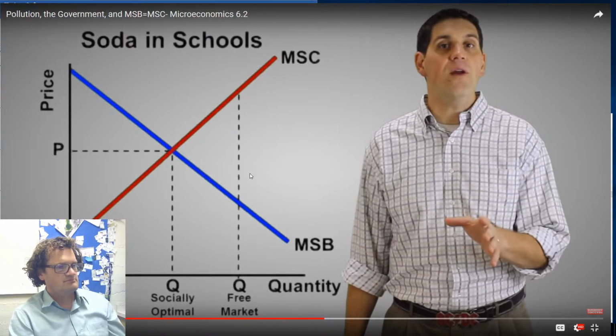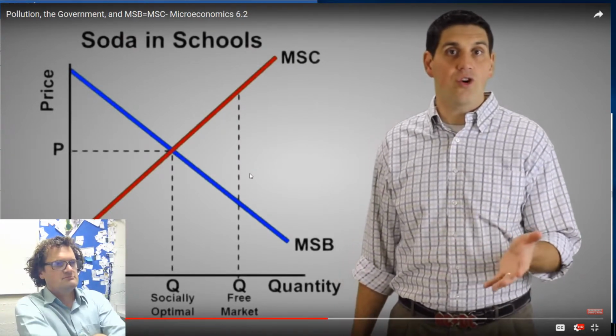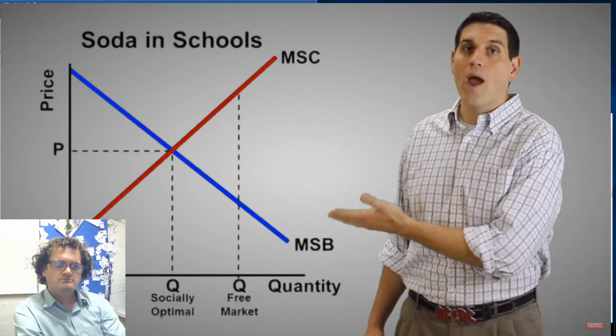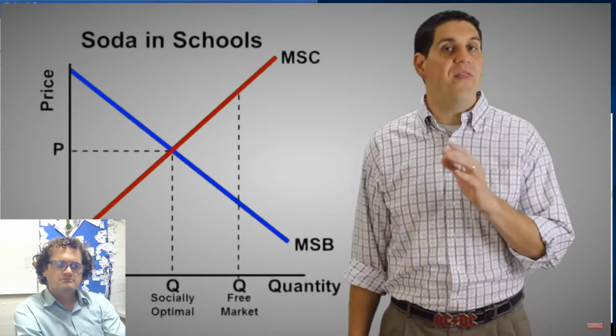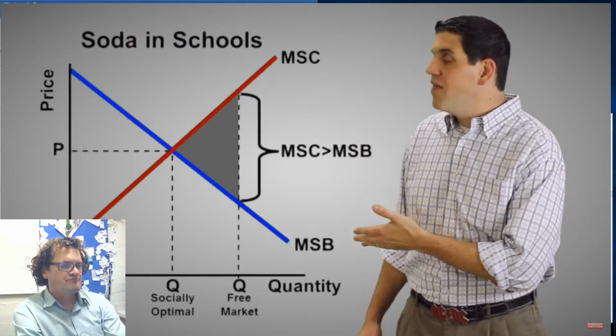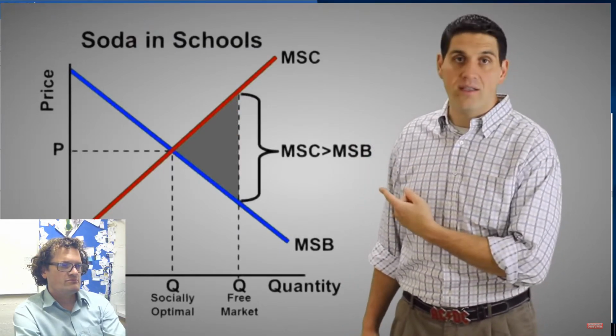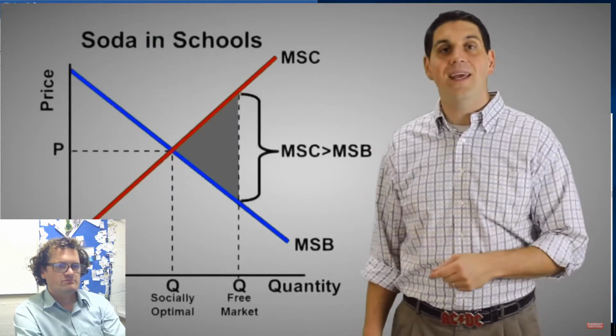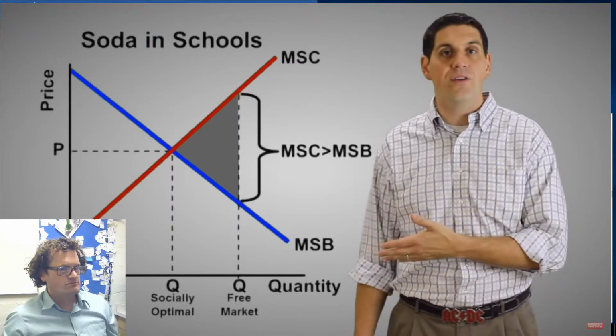The free market that ignored external costs was producing a quantity that's way greater than the socially optimal quantity. And this will result in deadweight loss. These are units of soda that are being produced where the benefit is less than the cost. So the government established a law to get kids to consume the socially optimal amount of soda.